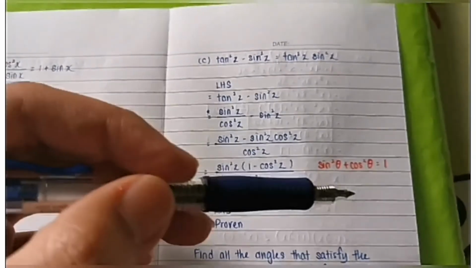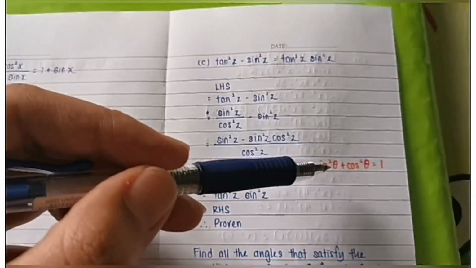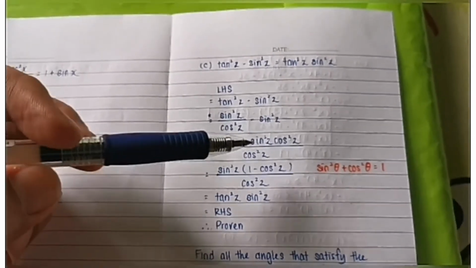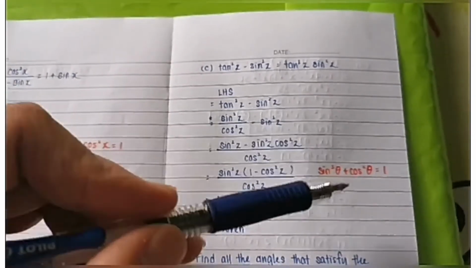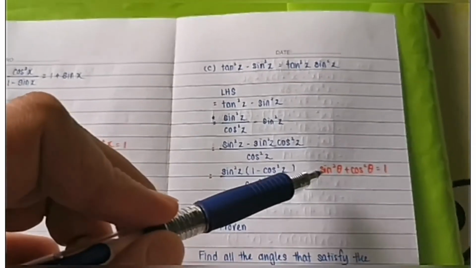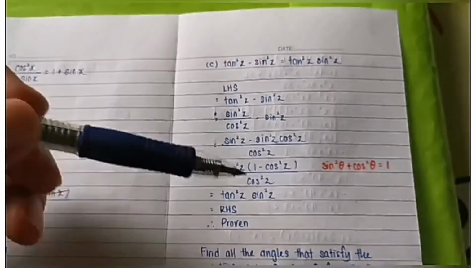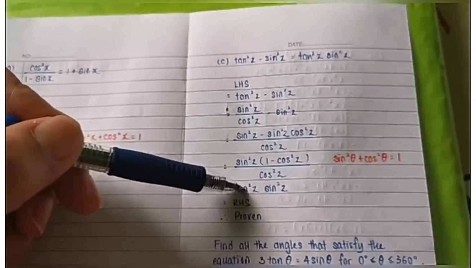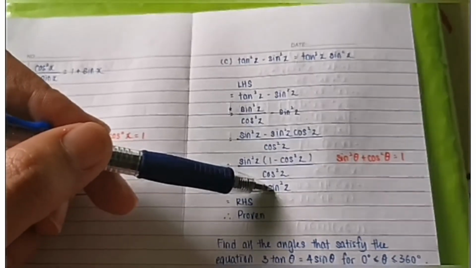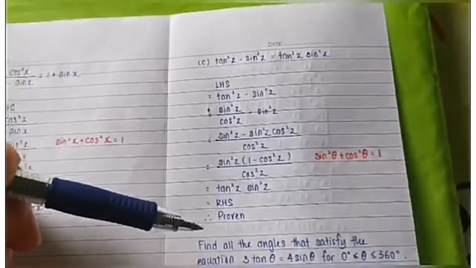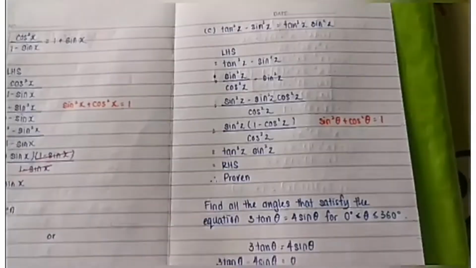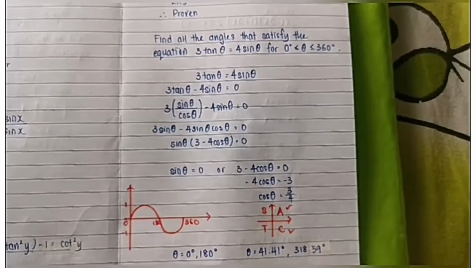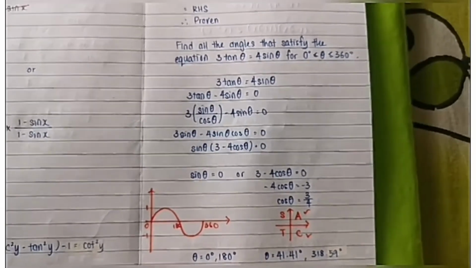over cosine square z. Sine square theta plus cosine square theta equals 1. So 1 minus cosine square z equals sine square z. But sine over cosine becomes tangent. So tangent square z times sine square z, and you get your right hand side. So it is proven.